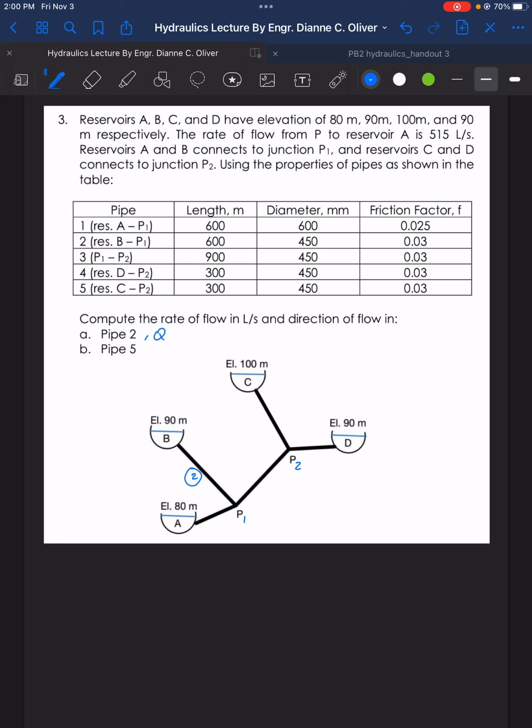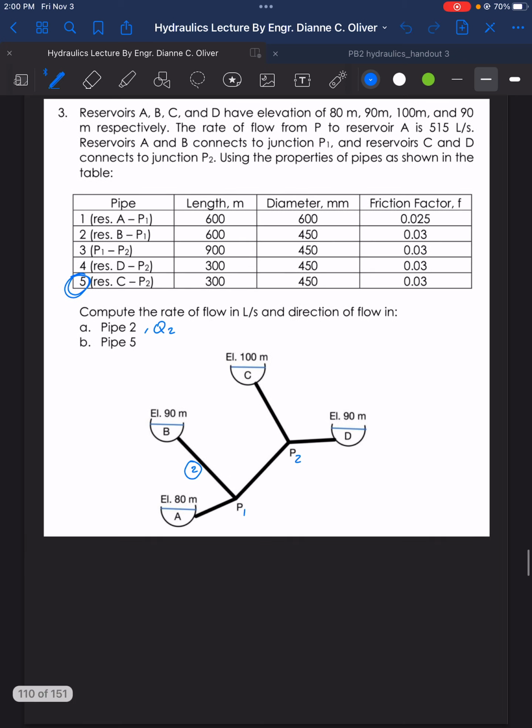So it's looking for Q2. Then letter B, pipe number 5. Compute the rate of flow in liters per second and direction of flow in pipe number 5. So this is pipe number 5 from reservoir C to P2.